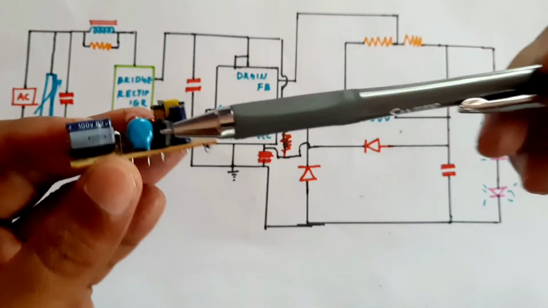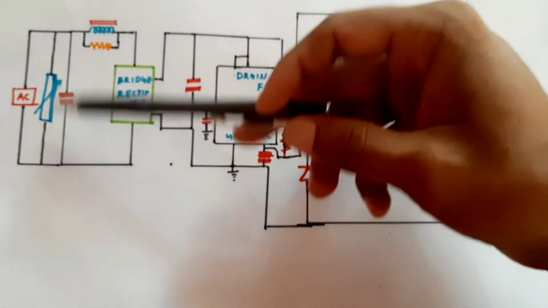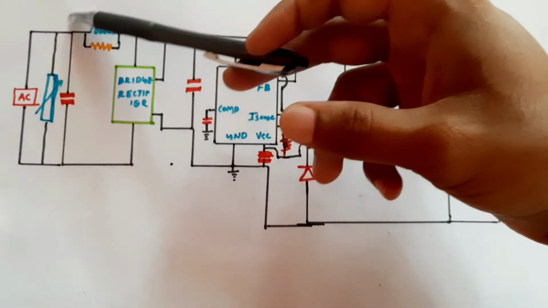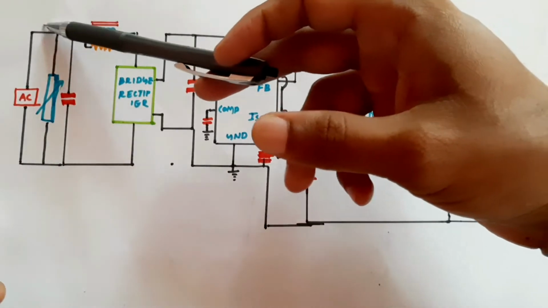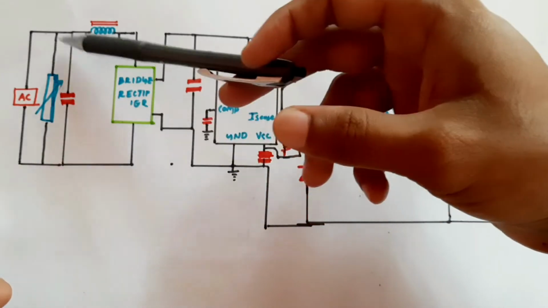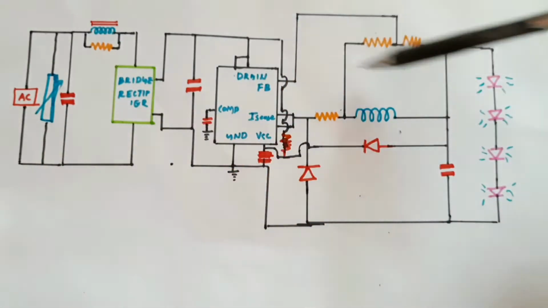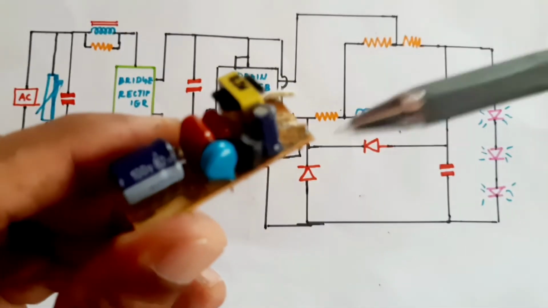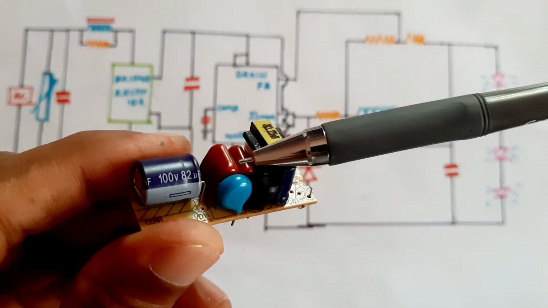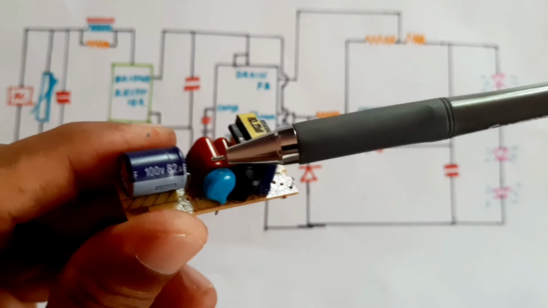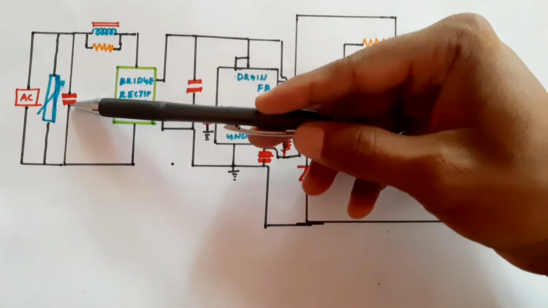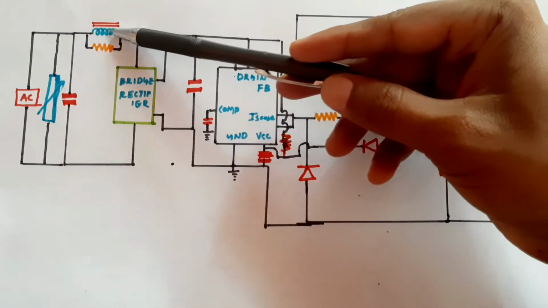This is the MOV. It is used so that if a high voltage appears at this point due to any cause, it will short and protect the other circuit. There is a polyester filtering capacitor and an inductor. This is shown here. This is the polyester filtering capacitor and this is the inductor.